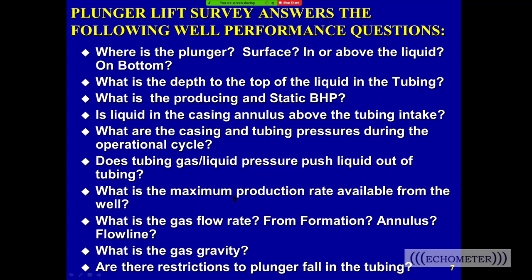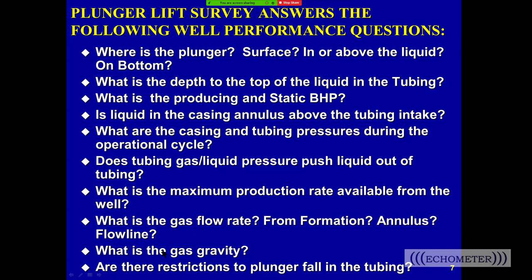We calculate the maximum production rate available from the well. We use the casing pressure, the tubing pressure, the casing size, tubing size, and the liquid in the tubing to calculate how much gas is stored in the casing annulus, stored in the tubing, flows in from the formation, and flows down the sales line. And that's kind of a novel thing that we do.